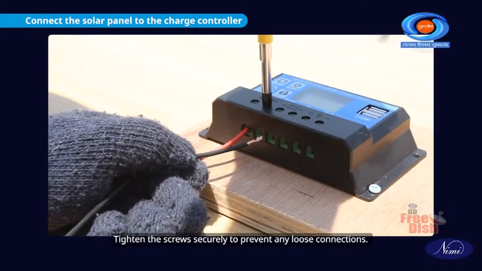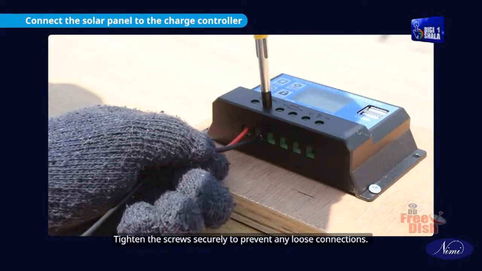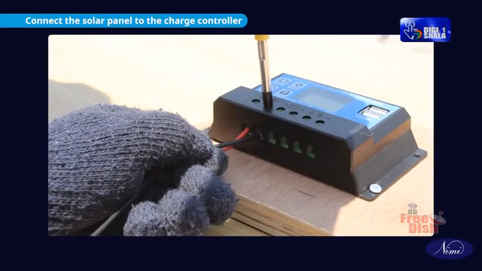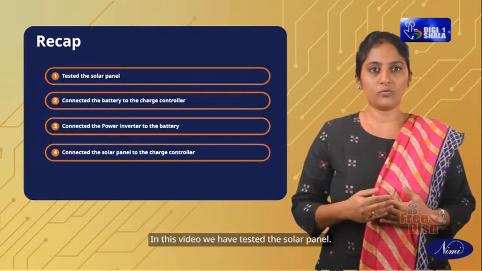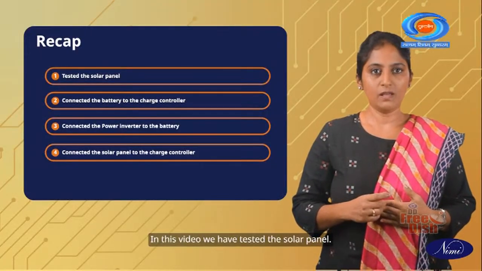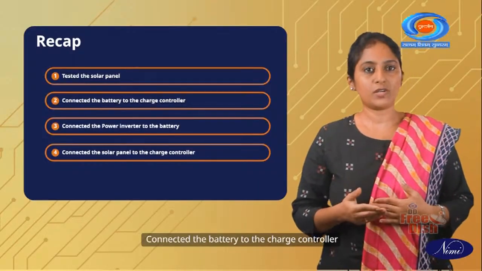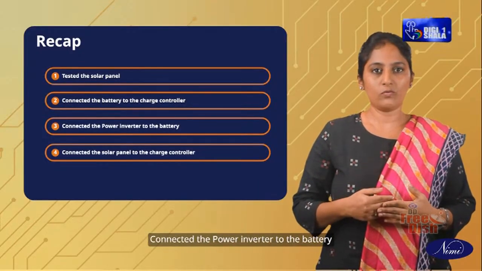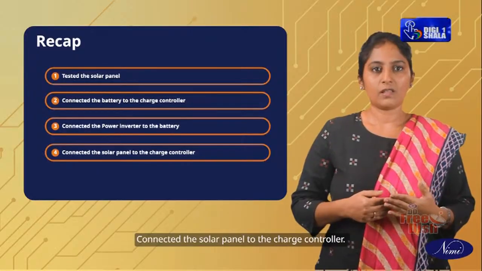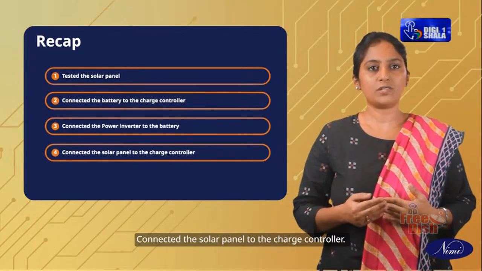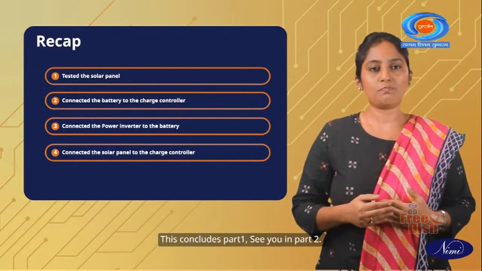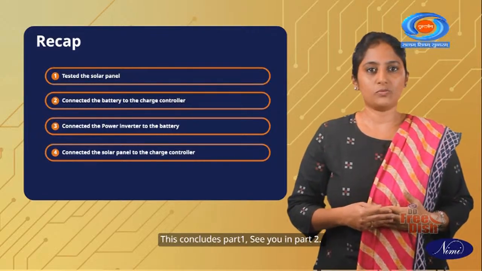Tighten the screws securely to prevent any loose connections. In this video, we have tested the solar panel, connected the battery to the charge controller, connected the power inverter to the battery, connected the solar panel to the charge controller. This concludes part 1. See you in part 2.